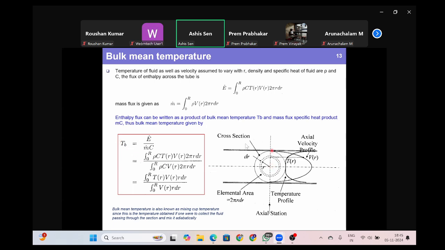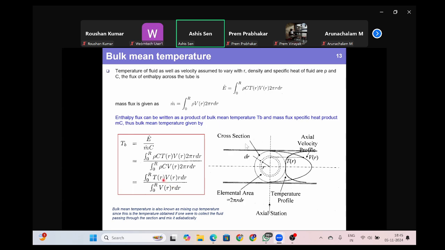Because the temperature is varying across and the velocity is varying across, you need to have a standard way of telling what is the average temperature of the fluid at a section. And that is represented as the bulk mean temperature, or the mixing cup temperature. It in a way represents how hot the fluid is at different sections. So that is why we are interested in bulk mean temperature: how much heat is contained in the fluid. So mathematically, this is the representation.